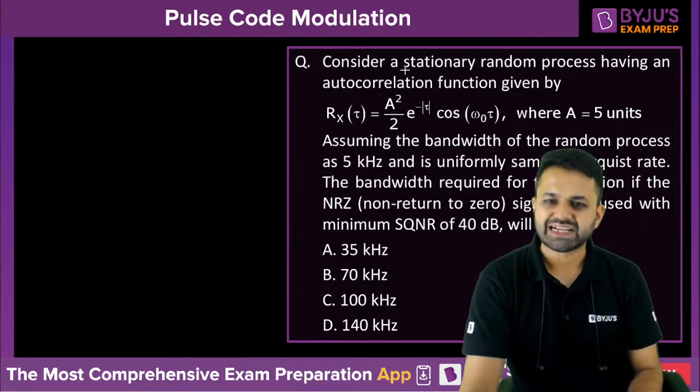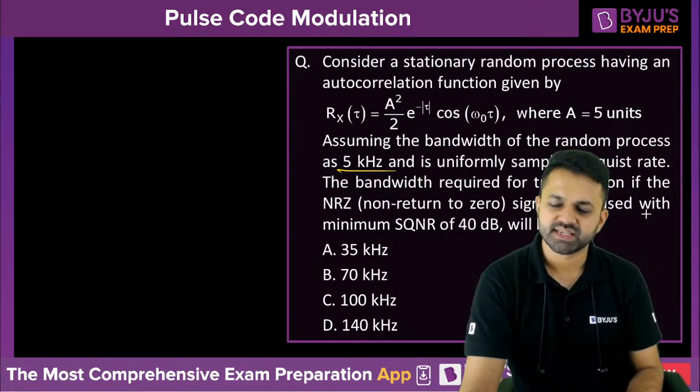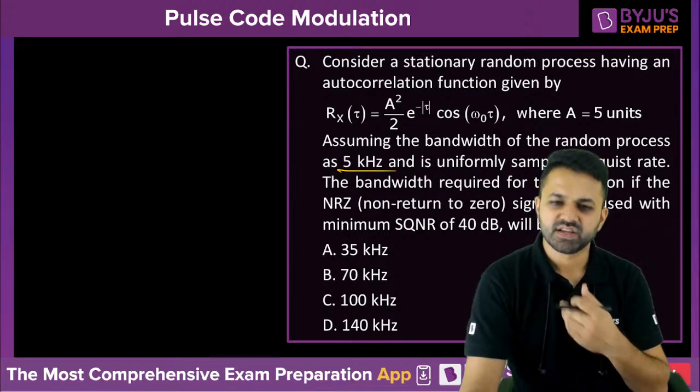Now the next question: consider a stationary random process having an autocorrelation function given by Rx of tau, where A is equal to 5, assuming the bandwidth of the random process as 5 kilohertz using uniformly sampled Nyquist rate. The random process has a bandwidth of 5 kilohertz. What is the bandwidth requirement for transmission if non-return-to-zero signaling is used with a minimum signal to quantization noise ratio of 40 dB?